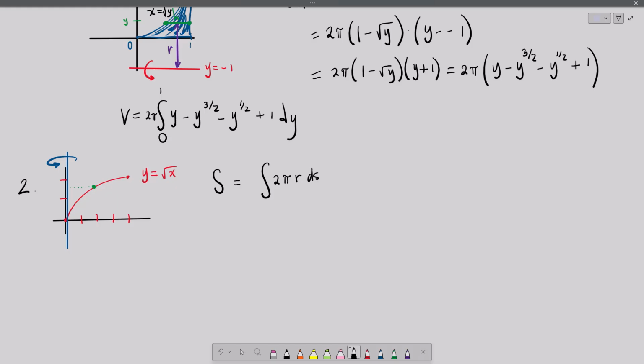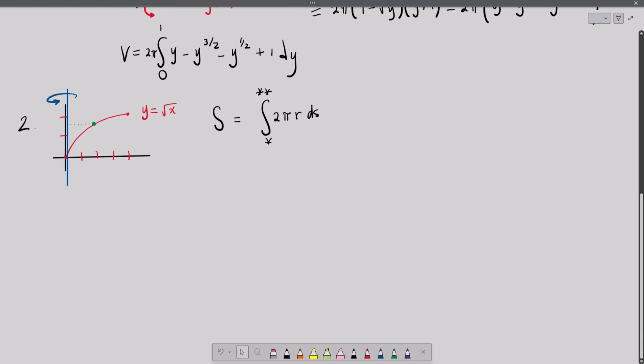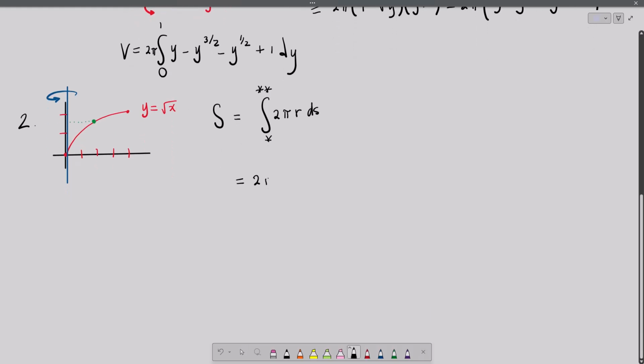We don't know s limits, right? We don't know anything about s. We don't have a little tape measure on the curve, so we can't use s limits. We have to convert to x or y. And so when we convert to x or y, the 2 pi can come out to the front.